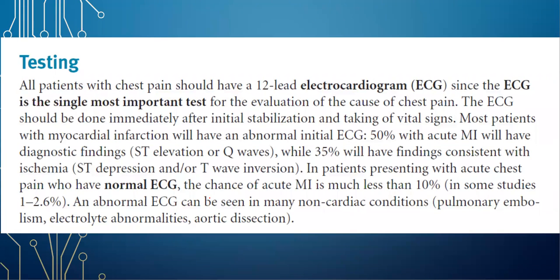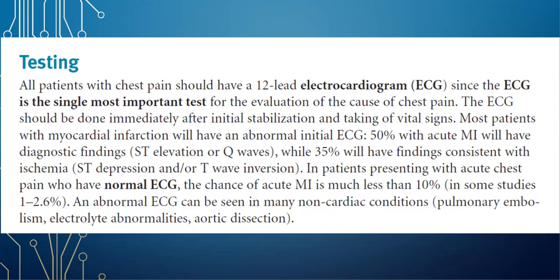Now, once we have taken history from the patient about the characteristic of the chest pain and the full history of the chest pain, and then did the physical examination and found some of the findings that we have discussed, then we do some investigation. In exams, many times investigation is the first question that they ask. They give you a symptom and ask what is the next most appropriate investigation for this patient. If a patient has chest pain, all patients with chest pain should have an ECG done initially. This is the single most important test for chest pain evaluation.